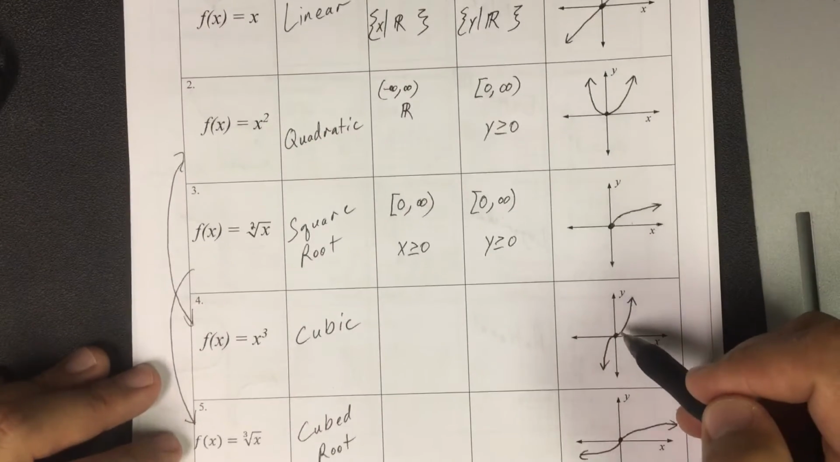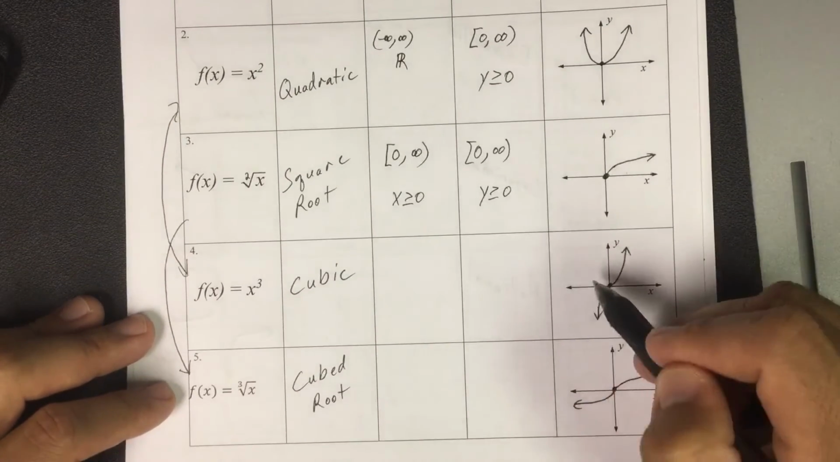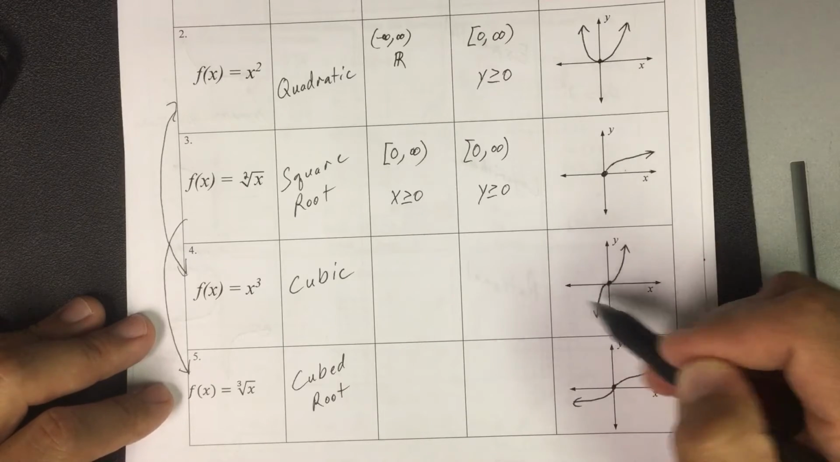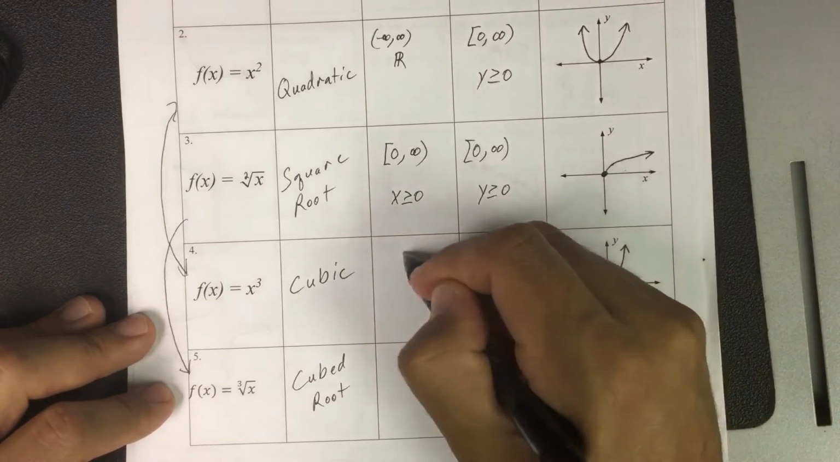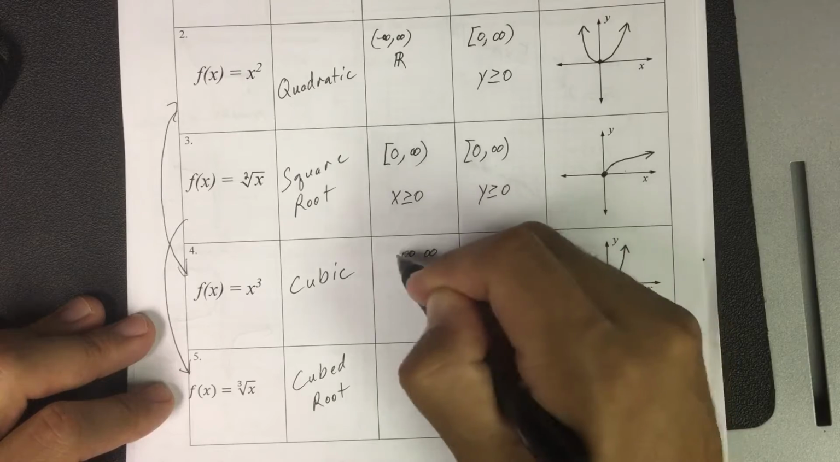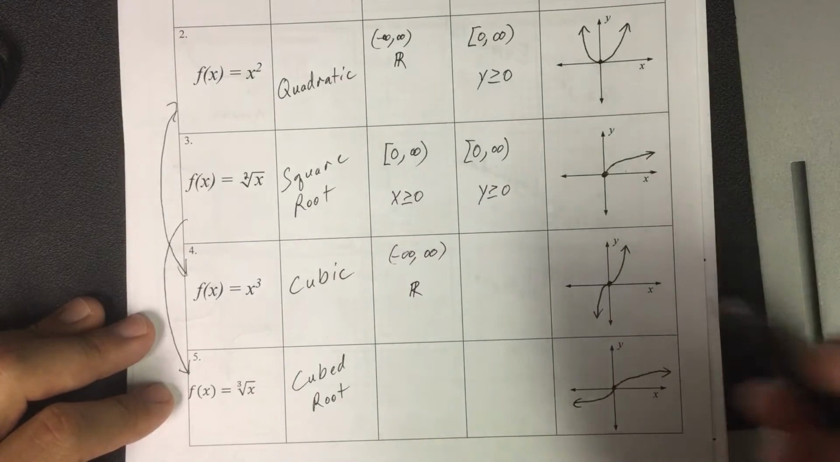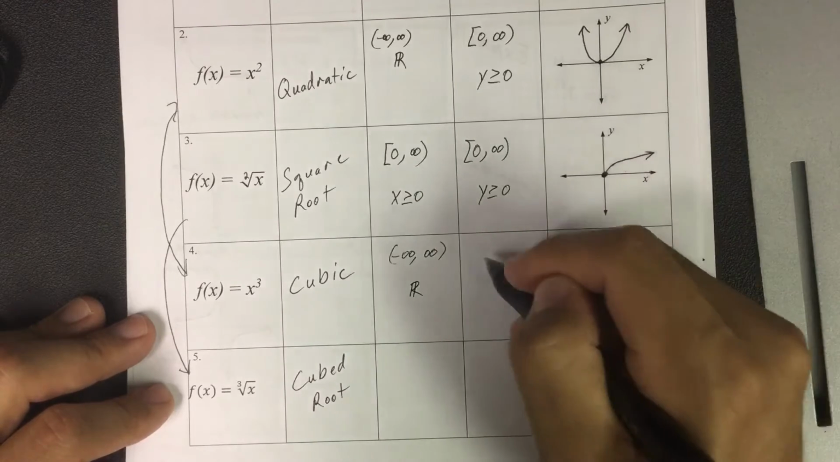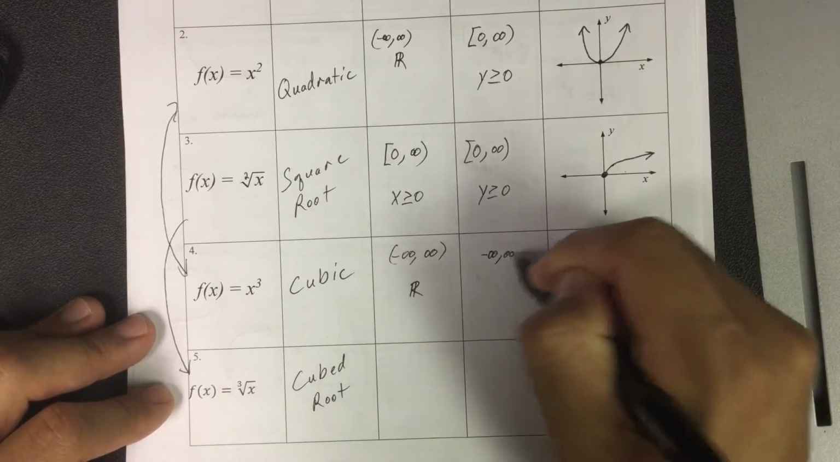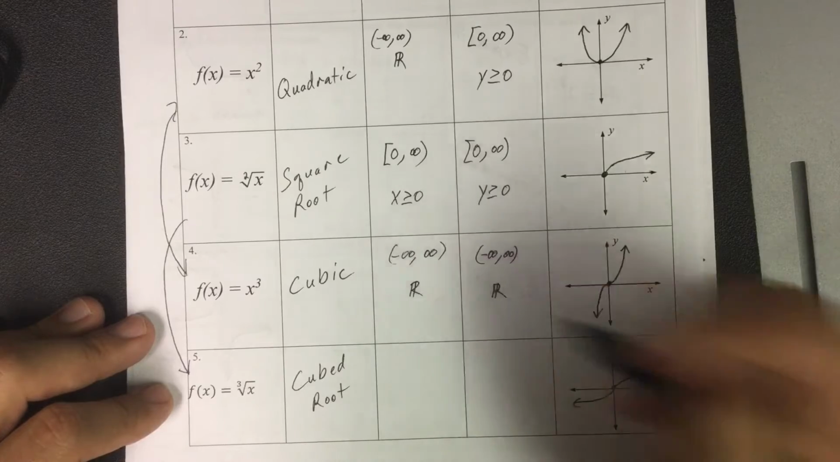Okay? Now this has arrow pointing left. Even though it's slightly left, it's going left, going right. Negative infinity to infinity. All real numbers. Has an arrow down, arrow up. Negative infinity to infinity. All real numbers.